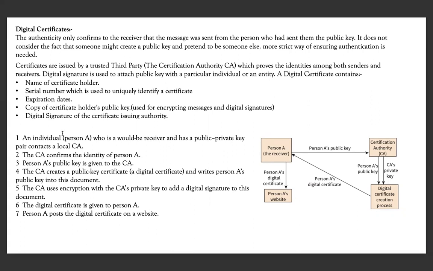Now, what happens when a digital certificate is needed? How is a digital certificate issued? Step number one, person A, who requires a digital certificate, contacts the certification authority. An individual person A, who would be the receiver, has a public private key pair and contacts the local CA. Obviously they can communicate with them, and they use the CA's public key to send requests. The CA confirms the identity of person A if person A's public key is given to the certification authority.